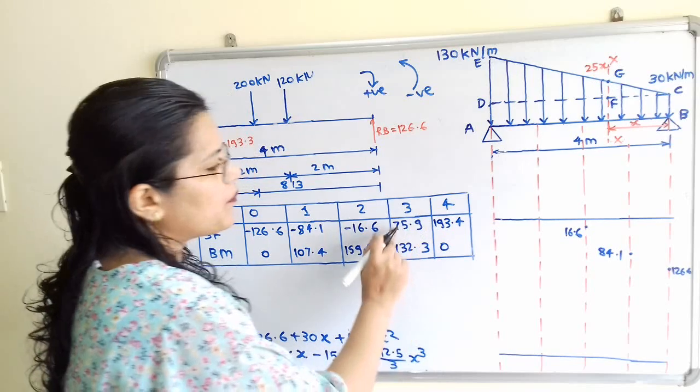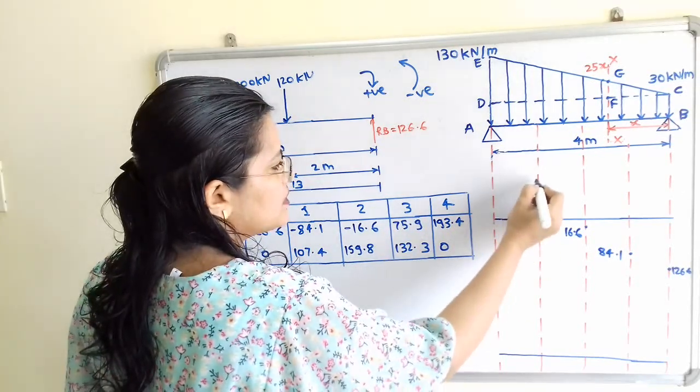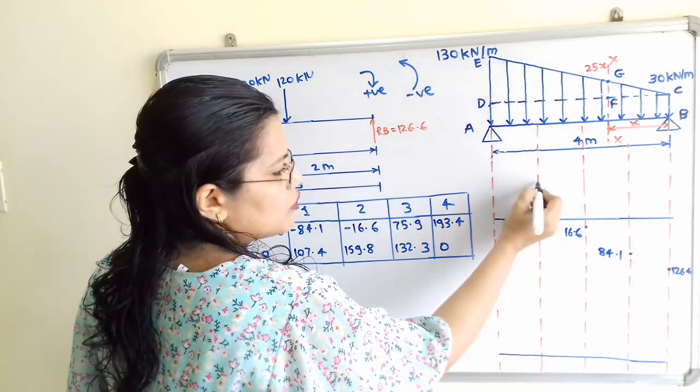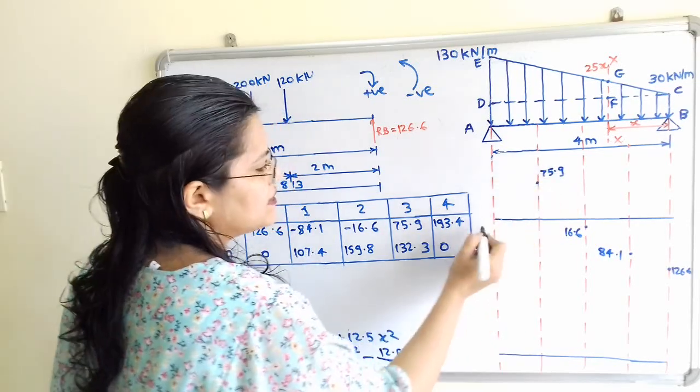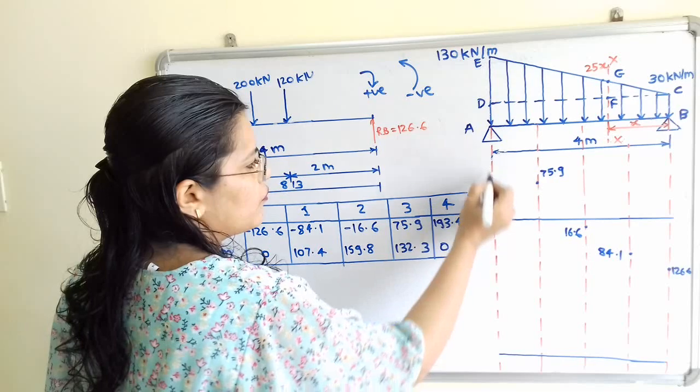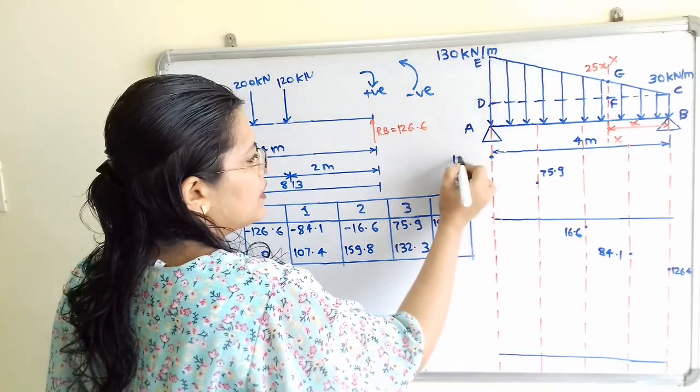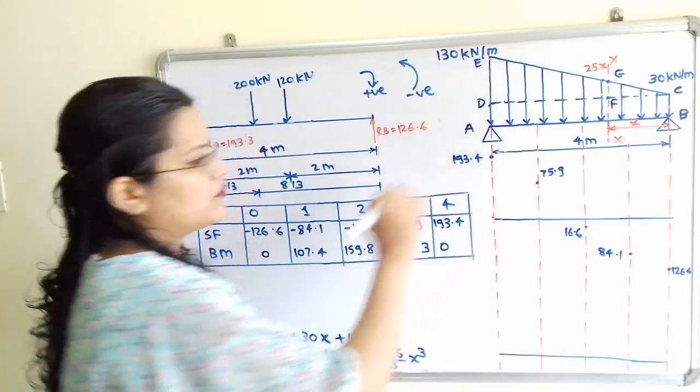At x is equal to 3, it is 75.9. So it is having positive sign. So I will plot this in upward direction. So its value is 75.9, and next is 193.4. So I will plot here 193.4.